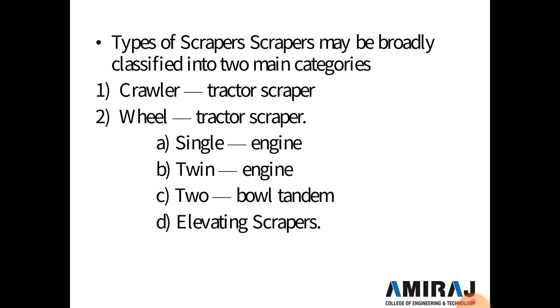The types of scraper may be broadly classified into two main categories. The first one is the crawler tractor scraper, and the second one is the wheel tractor scraper. The wheel type of scraper is divided into four types: single engine, twin engine, two bowl tandem, and elevating scraper.